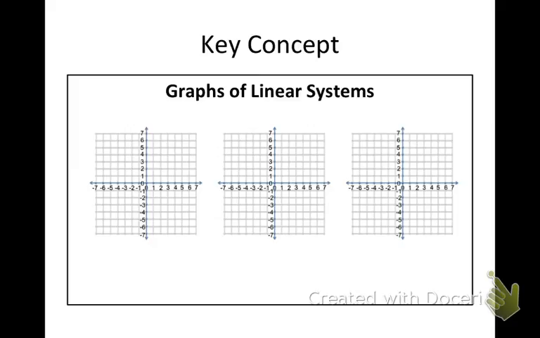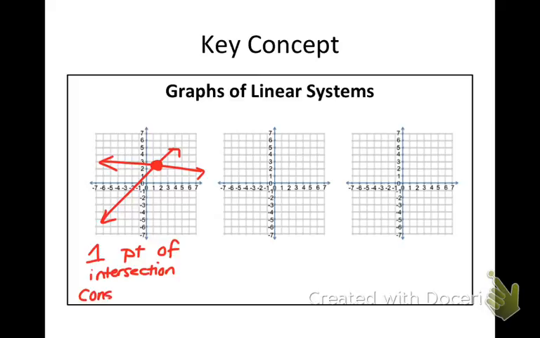So you had something that looked like this, and this does not have to be exact, don't worry about where the intersection point is. You're going to have 1 point of intersection, which means you have how many solutions? 1 solution. Good. We call this a consistent system. So when you have 1 point of intersection, we call that a consistent system.